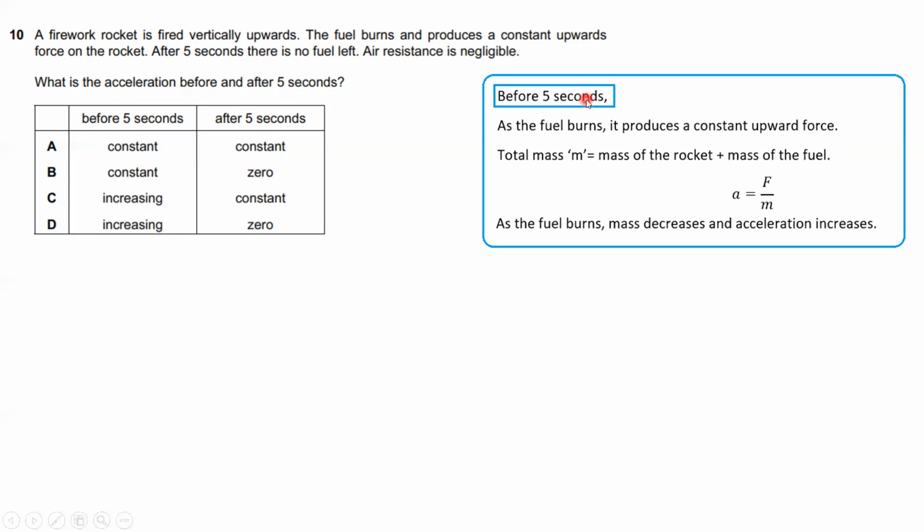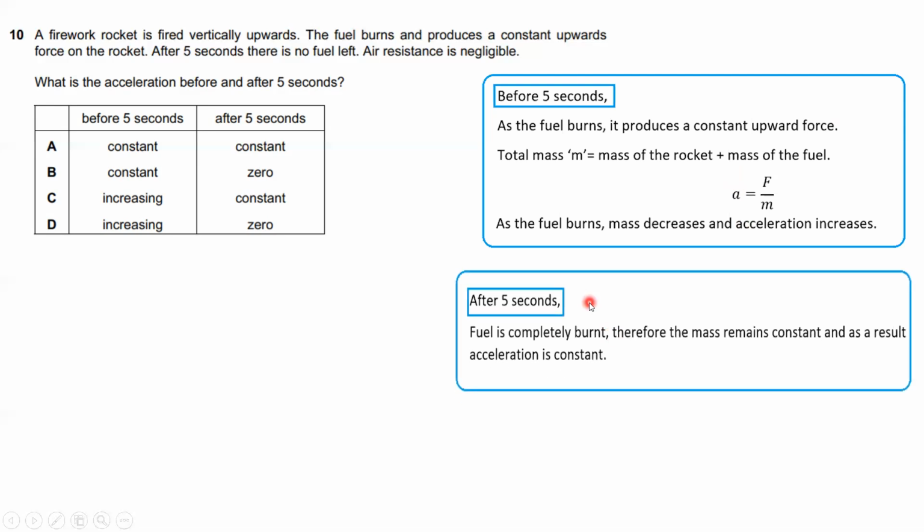So before 5 seconds, as the fuel burns, it produces a constant upward force. In that case, we have to take the mass to be the mass of the rocket as well as the mass of the fuel. And what is the acceleration? Acceleration is equal to F by m, because force is equal to mass into acceleration by Newton's second law of motion. So when you make a the subject, you get F over m. Now what happens? As the fuel burns, mass is decreasing. As mass is decreasing, your acceleration is increasing.